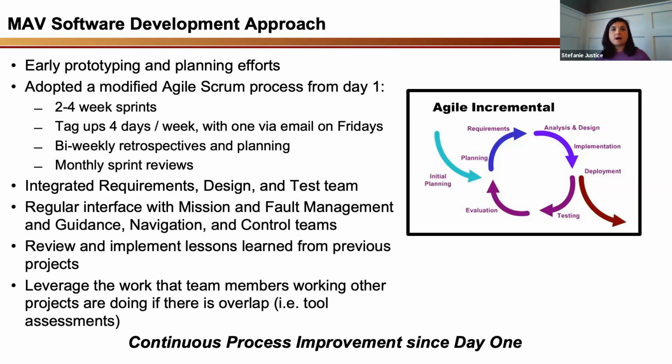So what that allowed us to do, our organization typically uses what we call a modified Agile Scrum process for all of our projects. But by getting started with that from the beginning, that's been able to morph and change over time so that we could just improve as we go. Where we are today, we're running either 2 to 4 week sprints. Again, we tried 2 week. We're working towards 4 weeks, as we see that makes more sense as we're going into more formal development cycles. We do tag ups 4 days a week, currently via Teams, since we're all virtual, with one via email on Fridays.